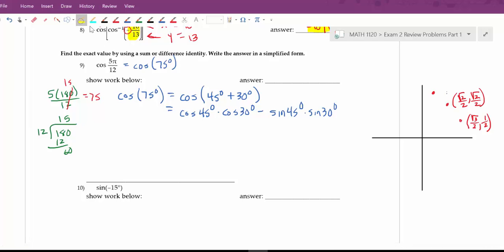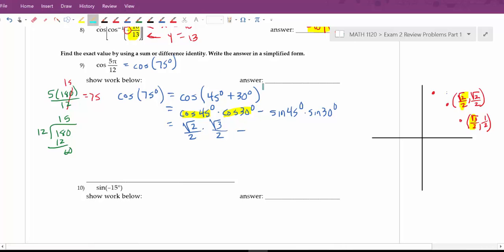So the cosine of 45 is just going to be the x value. The cosine of 30 is going to be the x value of that point, right there. So we're going to put those together. This is going to be square root of 2 over 2. Cosine of 30 is square root of 3 over 2.